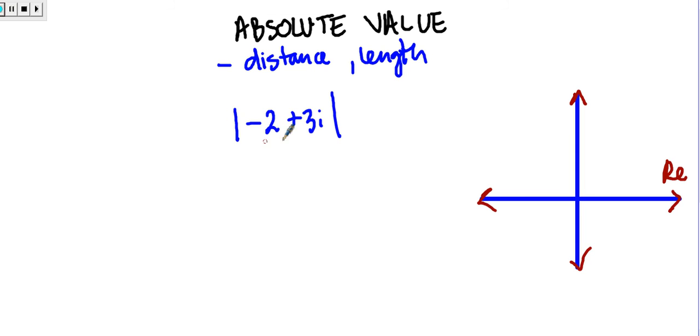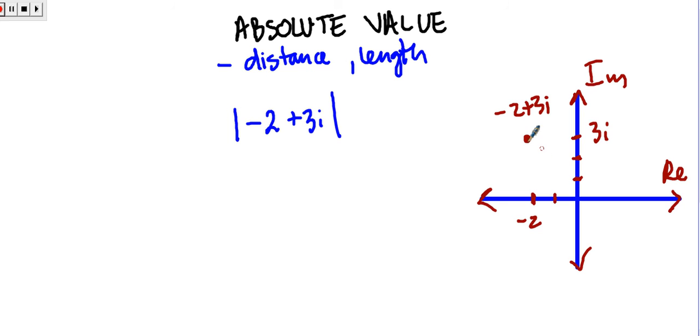My real part is -2, so I will go 2 to the left. It's -2, and then the imaginary part is 3 up. So that's 3i on the imaginary line. So my number is right here, -2 plus 3i.